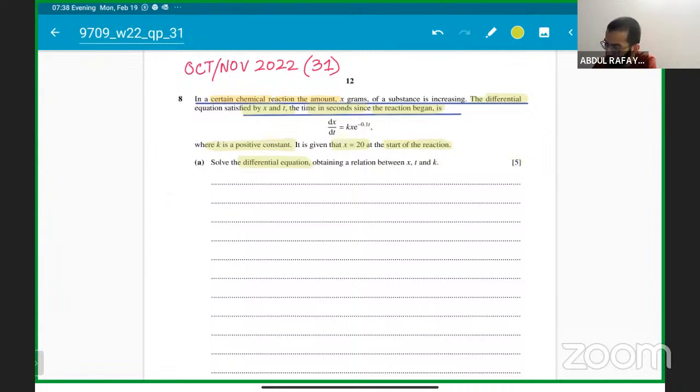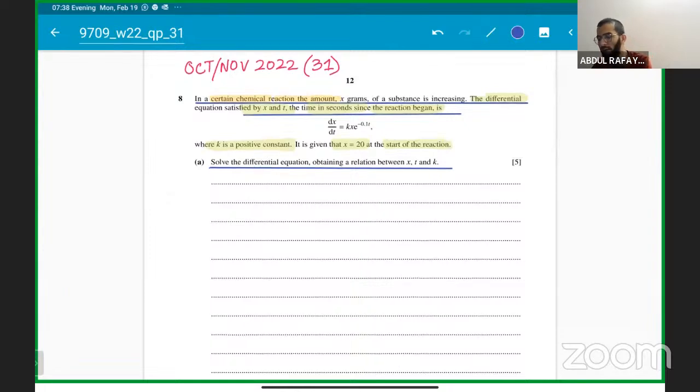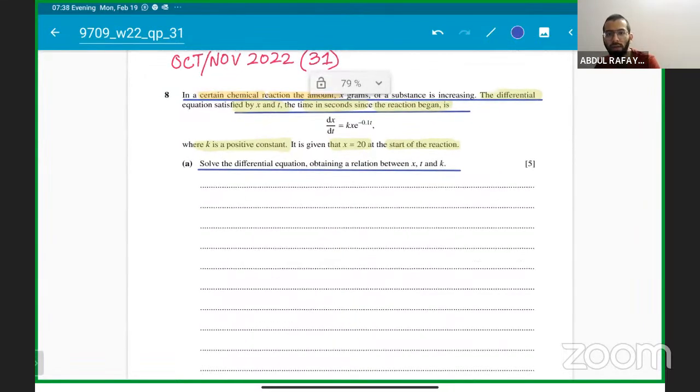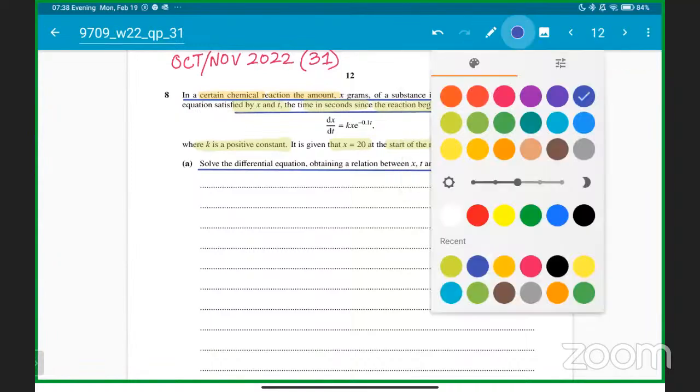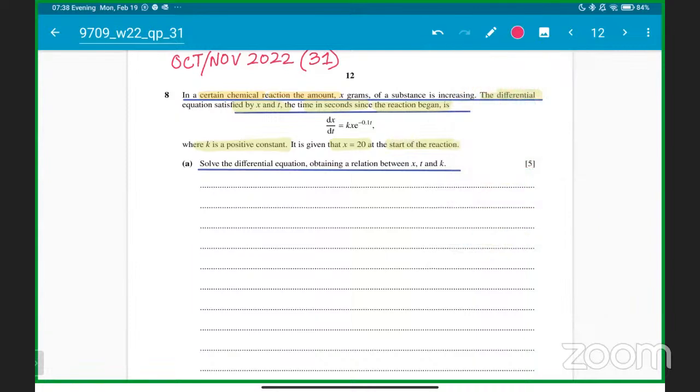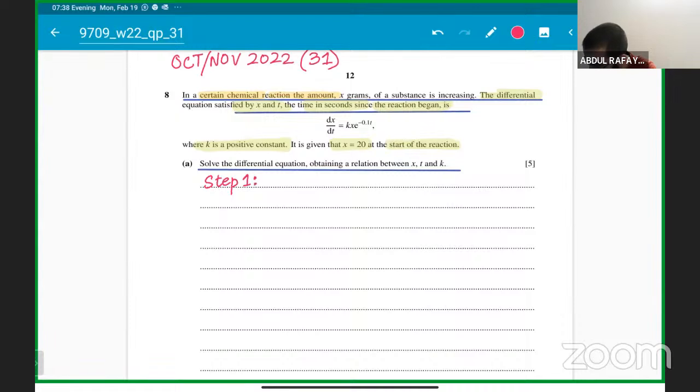Okay, everyone getting it? So we have to solve the differential equation and obtain a relation between x, t, and k. It is given that x is equal to 20 at the start of the reaction. Everyone there with me? Following, guys? Clear? Yes, sir. So as always, step number one in differential equations is separating the variables. We already know from the previous lectures that we have to separate the variables.